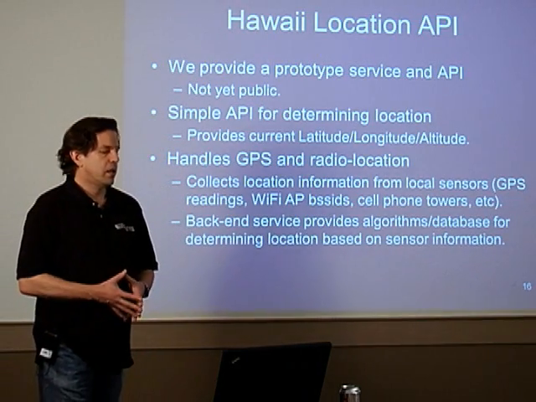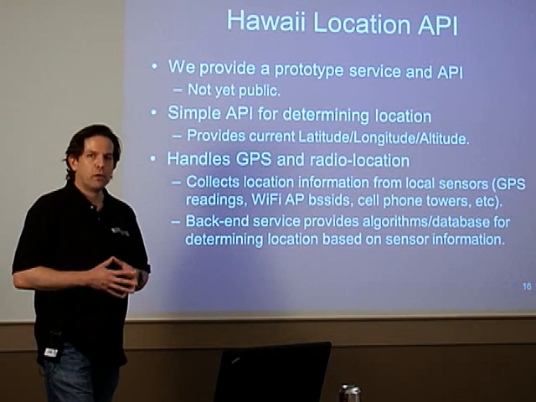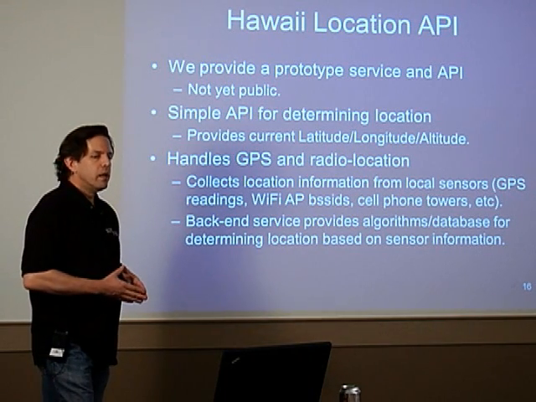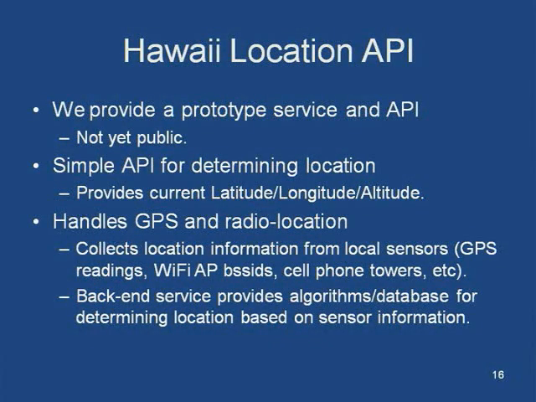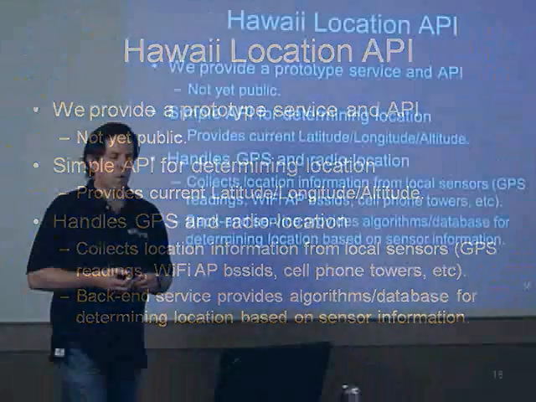One of the services, probably the most popular service we've seen so far, is the location API. This is both an API that runs on the phone, and it talks to a backend service, and it provides the location of the phone essentially. And it does this using either GPS or radio location. So if you are outside or someplace where you have good radio receiver connectivity to the GPS satellites and can get a GPS lock, it will tell you what your GPS coordinates are.